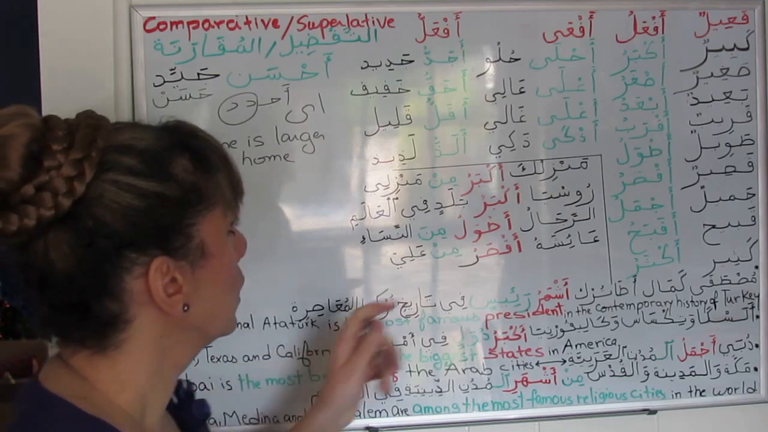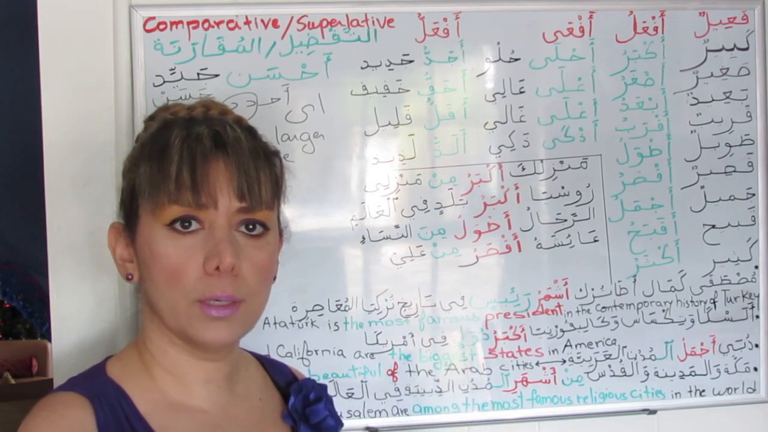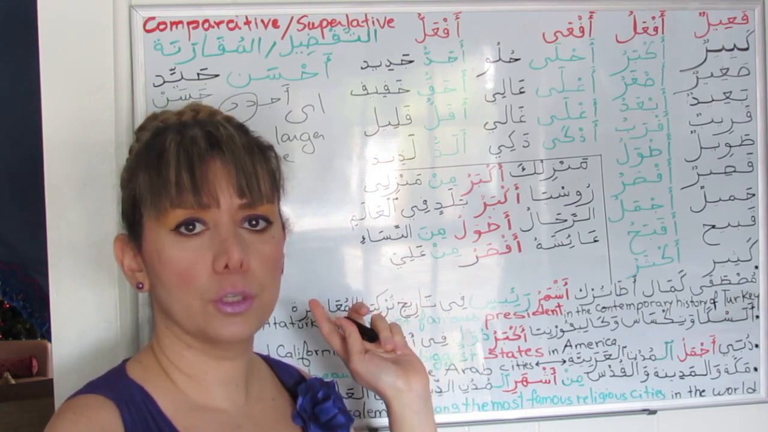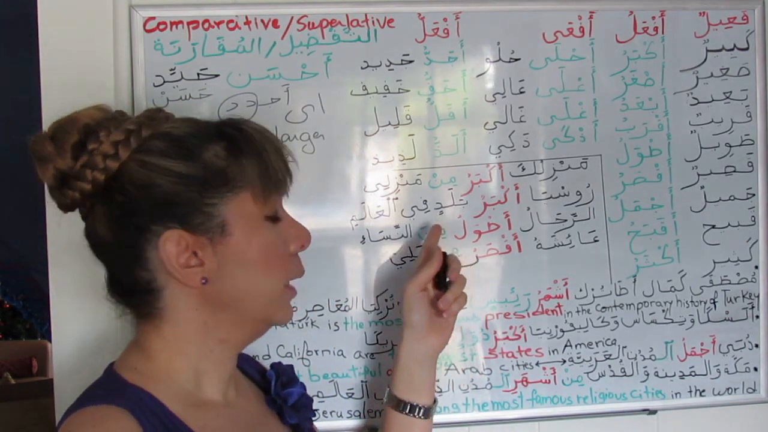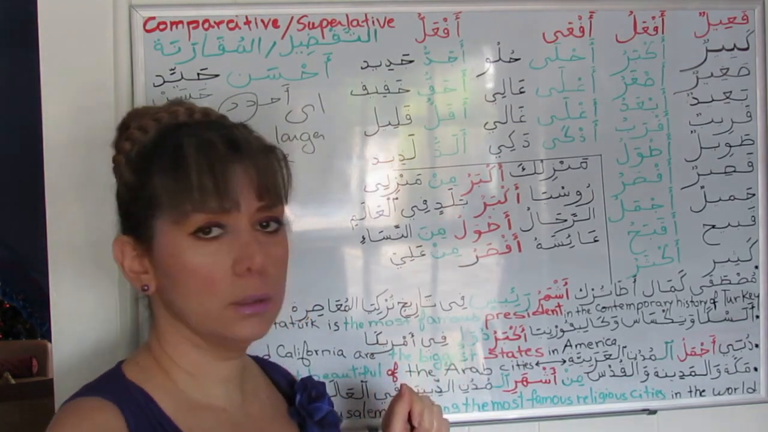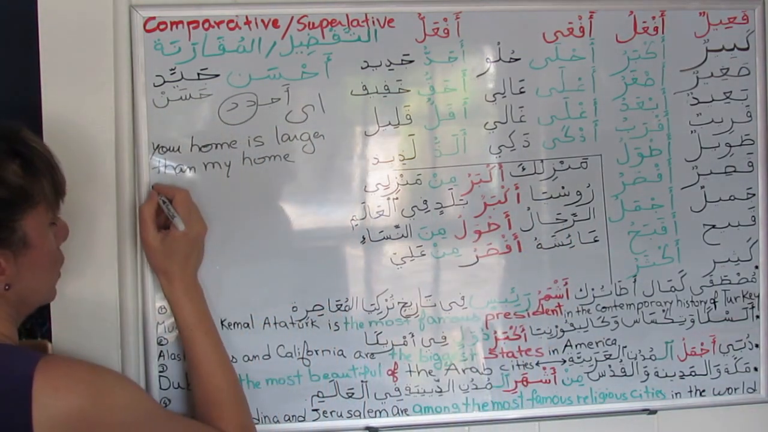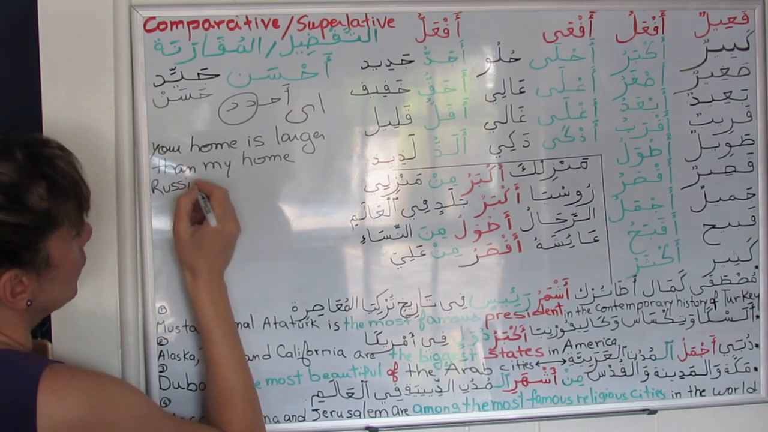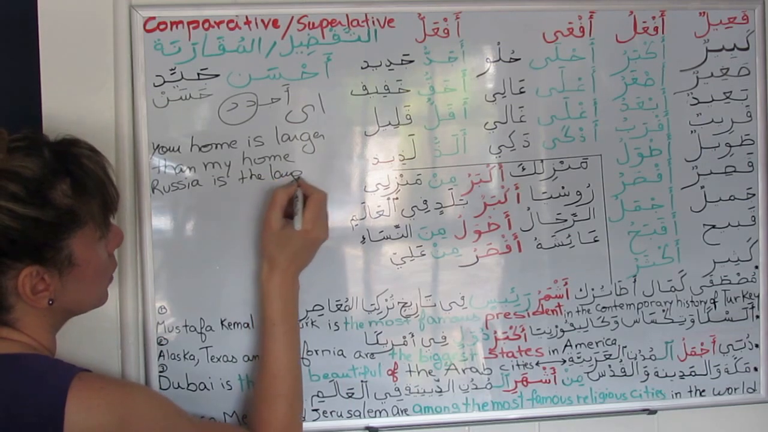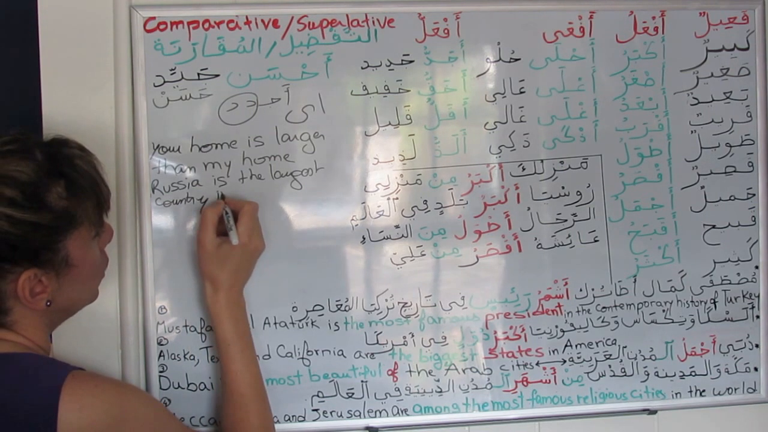Okay? And we can use the same relative to form a superlative, but this time we won't have min after it. We'll have an indefinite noun in genitive form with double كسرة. روسيا أكبر بلد في العالم. Russia is the largest country in the world.